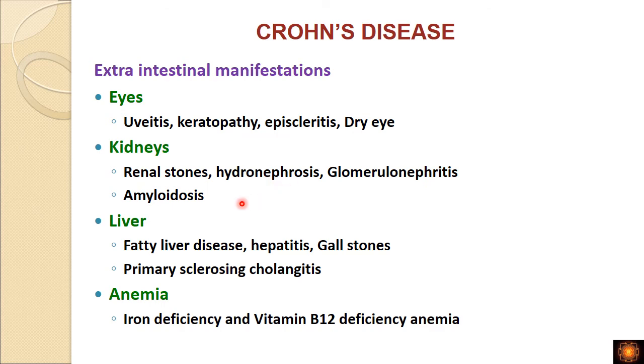Kidneys, usually these are mainly because of the drugs he uses for Crohn's disease: renal stones, hydronephrosis, glomerulonephritis, and amyloidosis. Once he stops using the drugs, the renal stones and hydronephrosis can go back also. Liver, the patient will have fatty liver disease, hepatitis, gallstones, and Crohn's disease is associated with primary sclerosing cholangitis. And anemias, as I told you, he can develop iron deficiency anemia and vitamin B12 deficiency anemia.